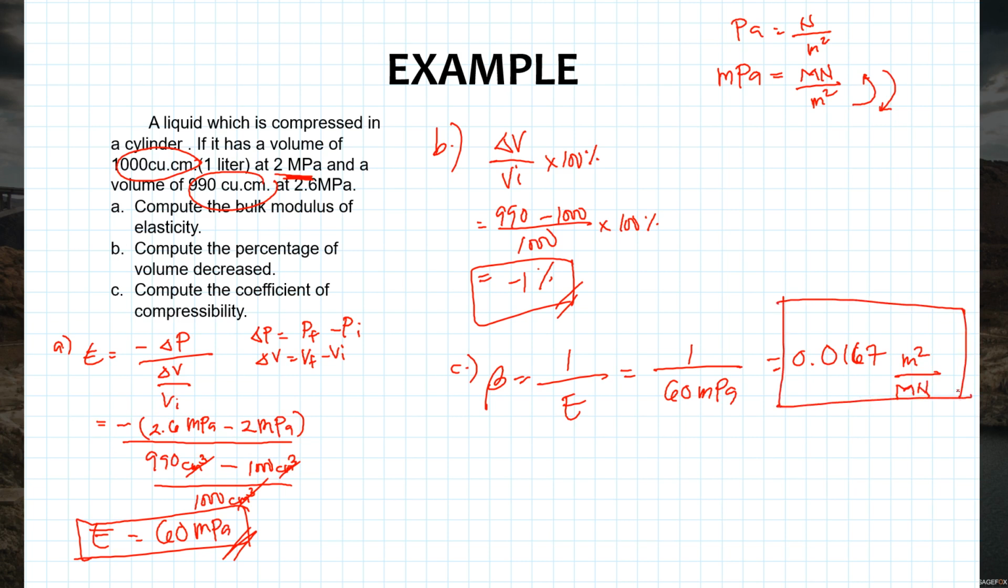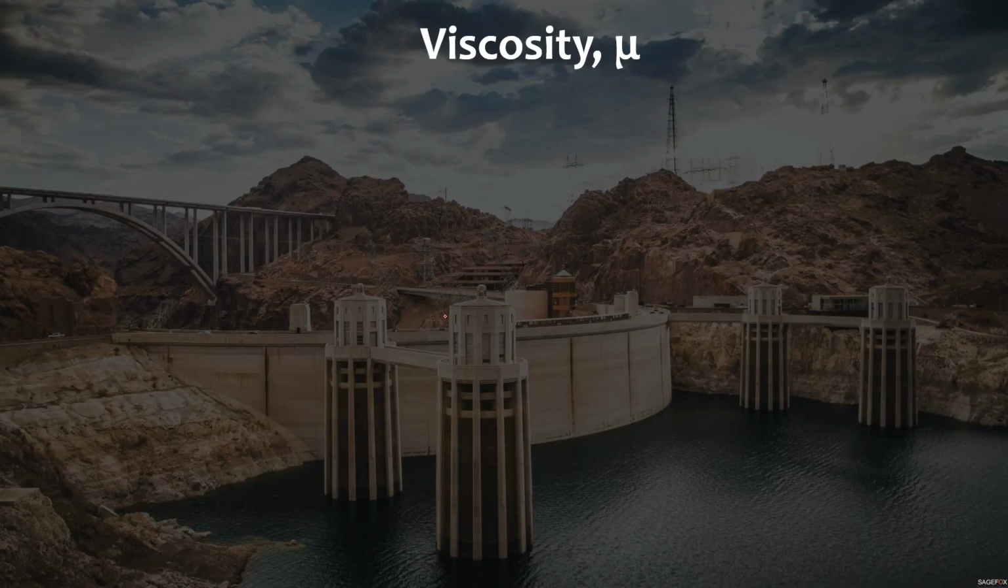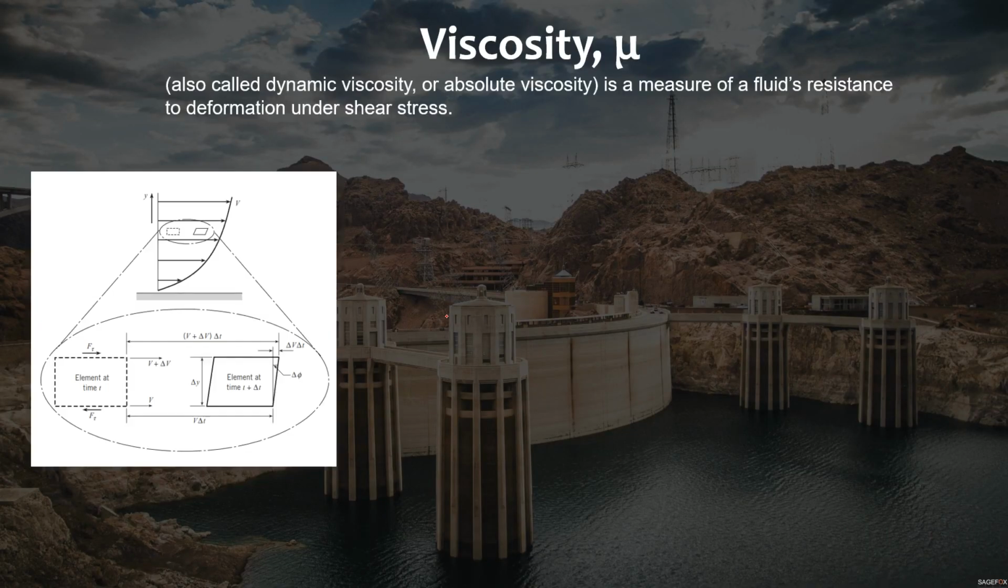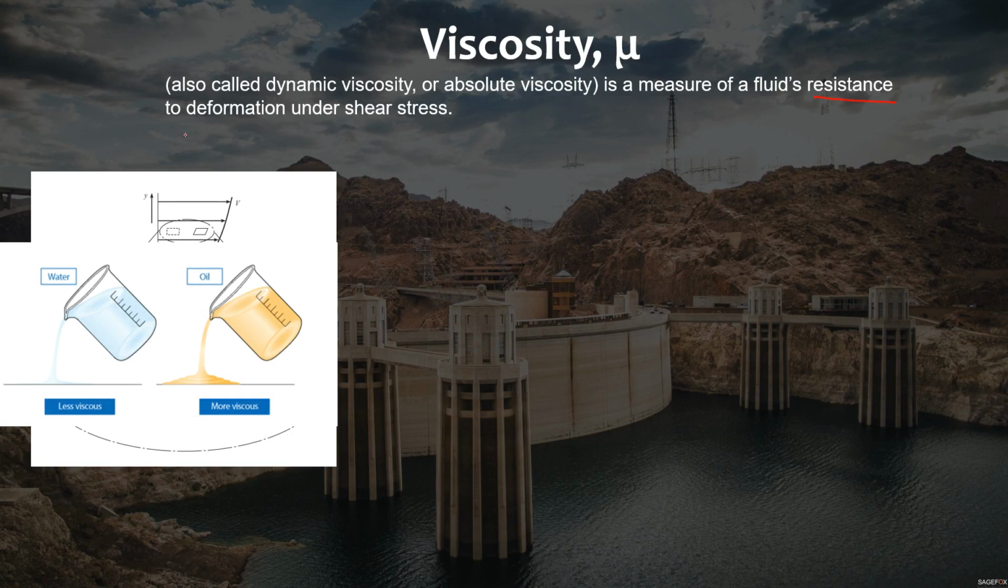That's your coefficient of compressibility. Okay? Viscosity is a measure of a fluid's resistance to deformation under shear stress. Or we can say that it is the ability of the liquid to resist flow. Okay? It is the resistance of it to flow.